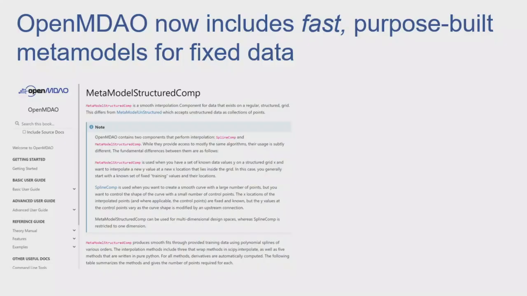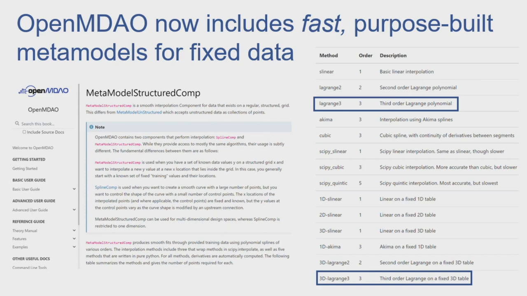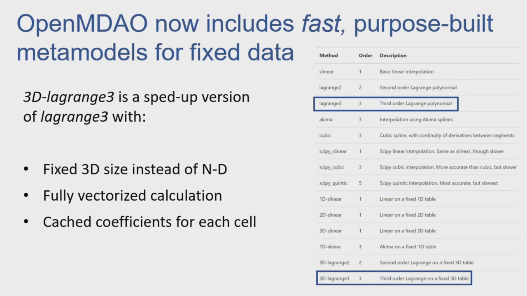They're well documented. There's something called MetaModelStructuredComp. Take a look at the docs, give it a shot. It's got a list of interpolants that you can use. It's small font here, but I've highlighted two, and they're the exact same mathematically, but one of them is much faster because we make some assumptions in it. This is the Lagrange 3 up top and the 3D Lagrange 3 down below. This is that sped up version I mentioned. We've got vectorization and some cached coefficients.